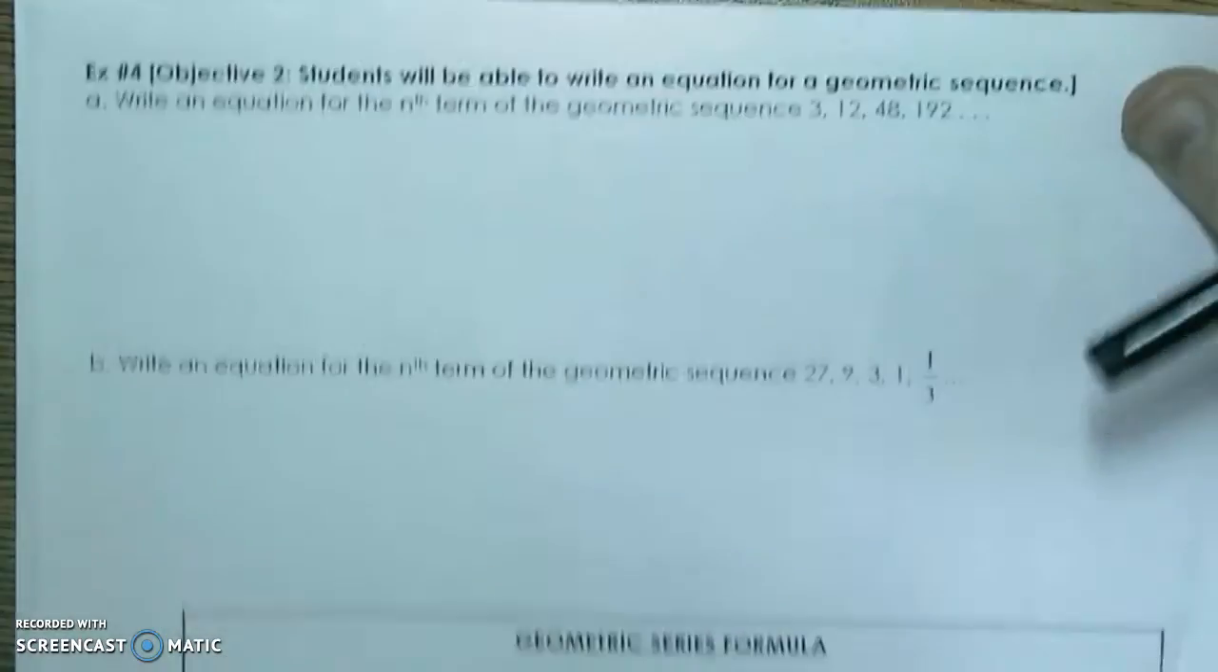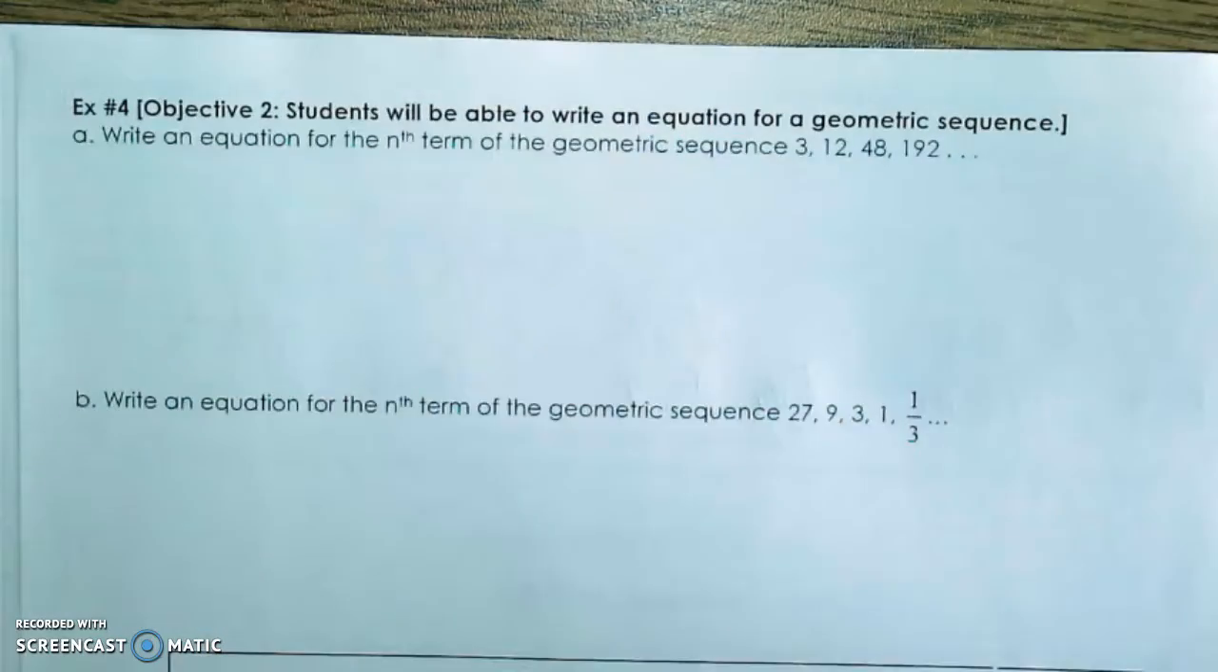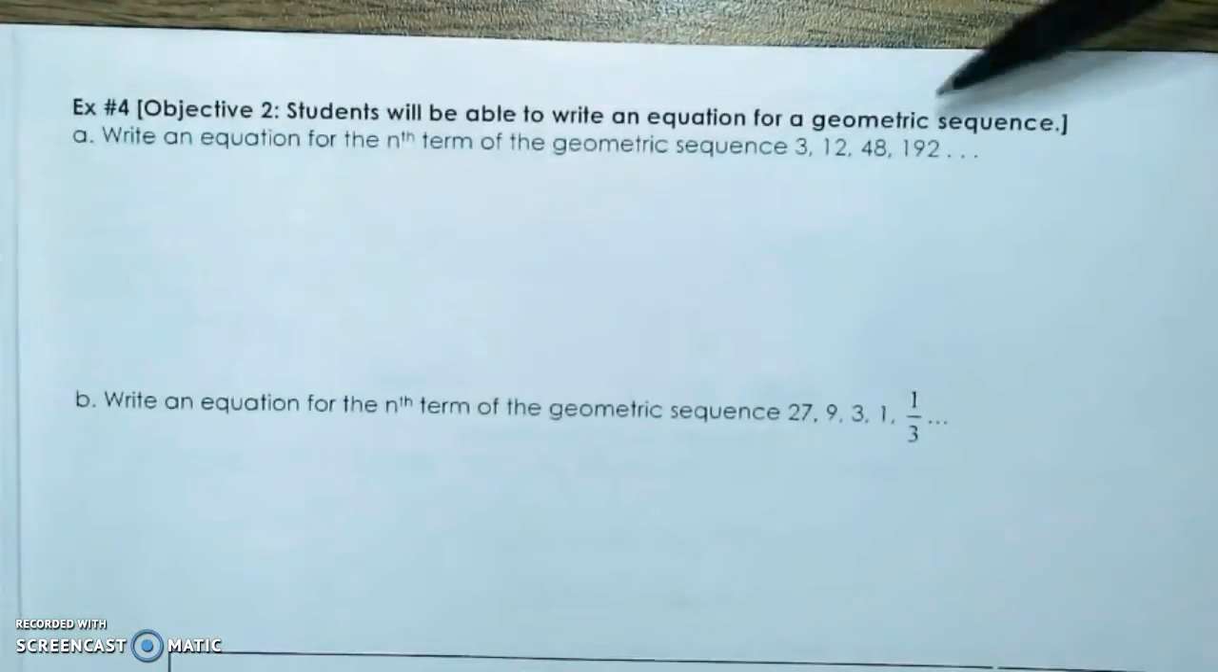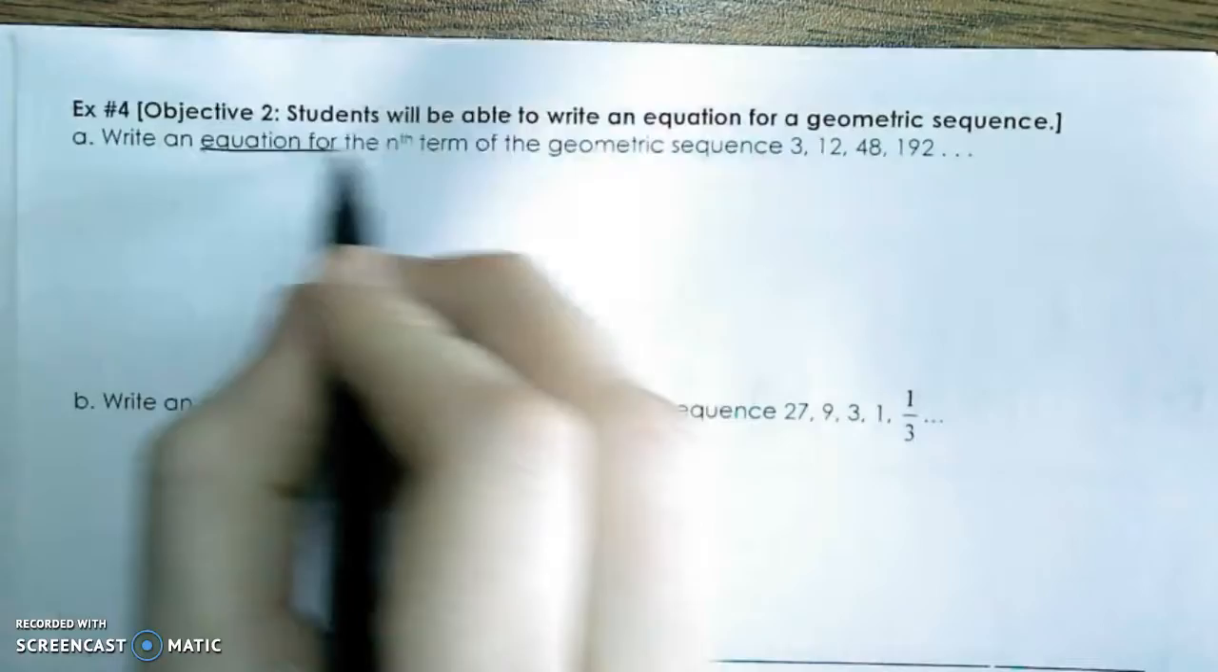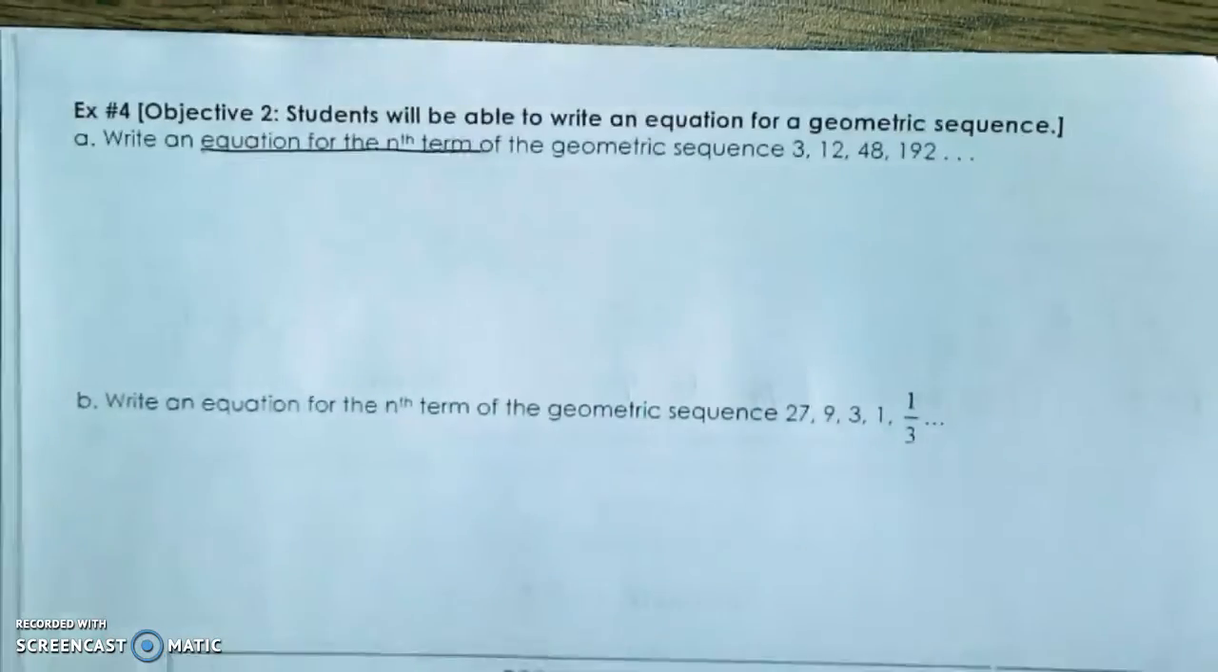In example 4, our objective is we are writing equations for geometric sequences. So it says write the equation of the nth term. Those are your directions that we had the other day too, but here we are just looking at a geometric one.